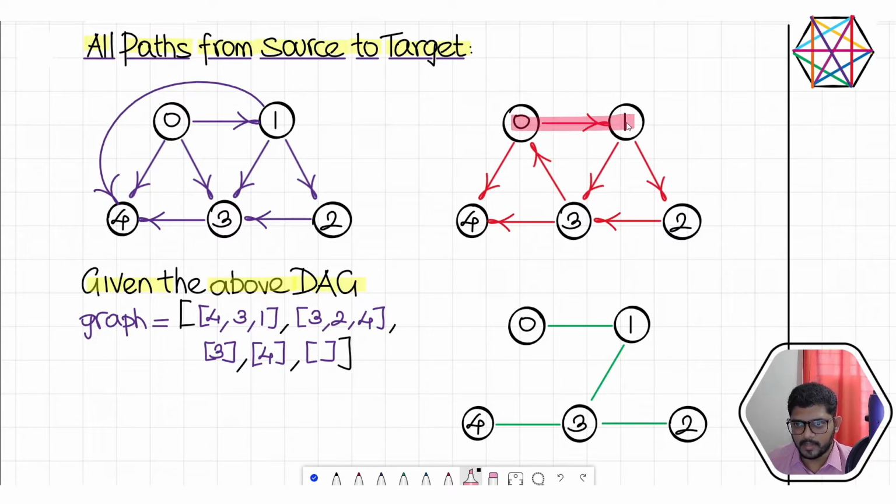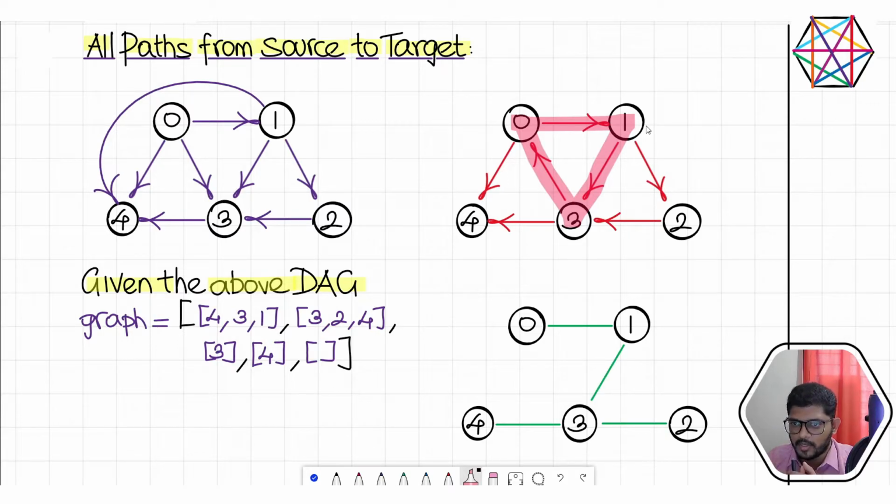Did you spot the cycle? This is a cycle: 0, 1, 3. It forms a cycle. This is not the only cycle. You can also say 0, 1, 2, 3. Even that forms a cycle. Okay, let's just focus on any one cycle. Let's focus on this triangular cycle 0, 1, 3.